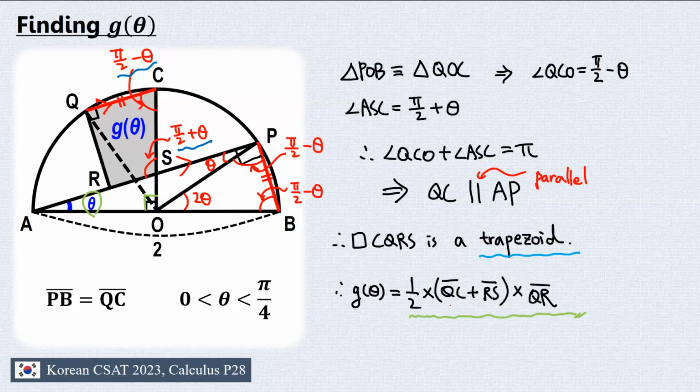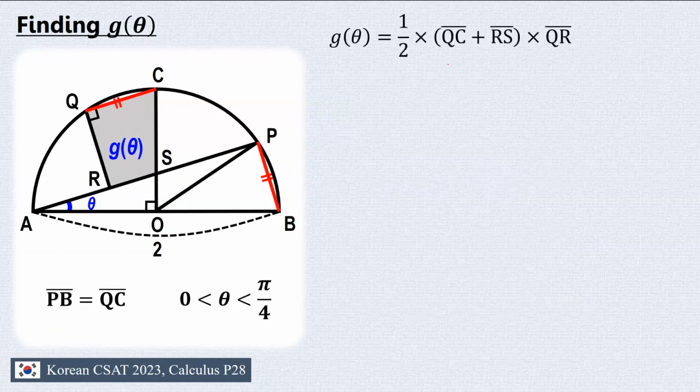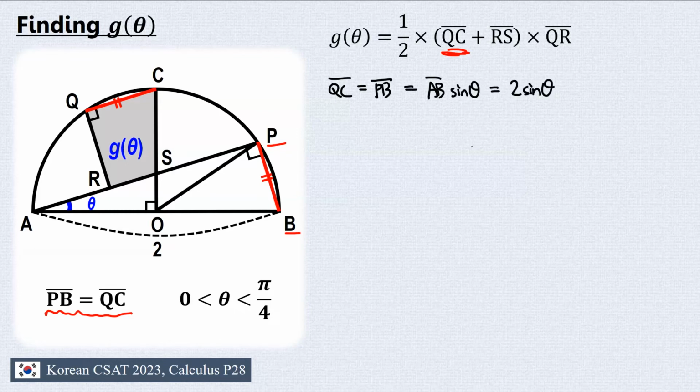So we need to find out length QC, RS, and QR. First, it is given in the problem that this length QC is equal to PB, and we have angle APB equals right angle because AB is the diameter of the circle. Hence, QC equals PB equals length of AB times sine theta, which is 2 sine theta.